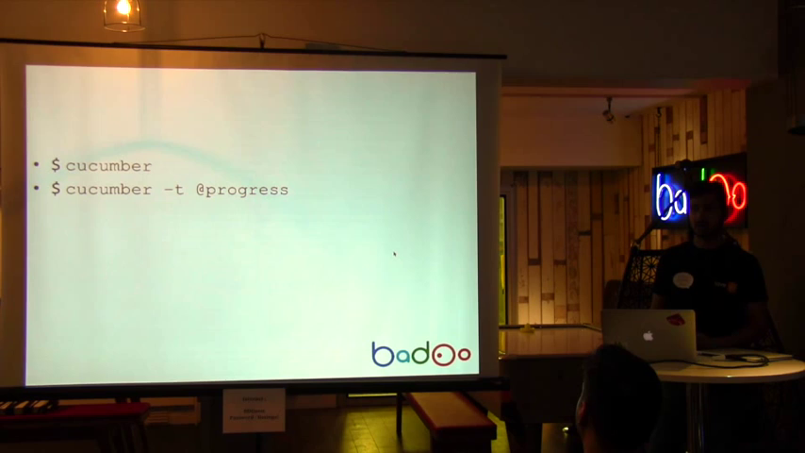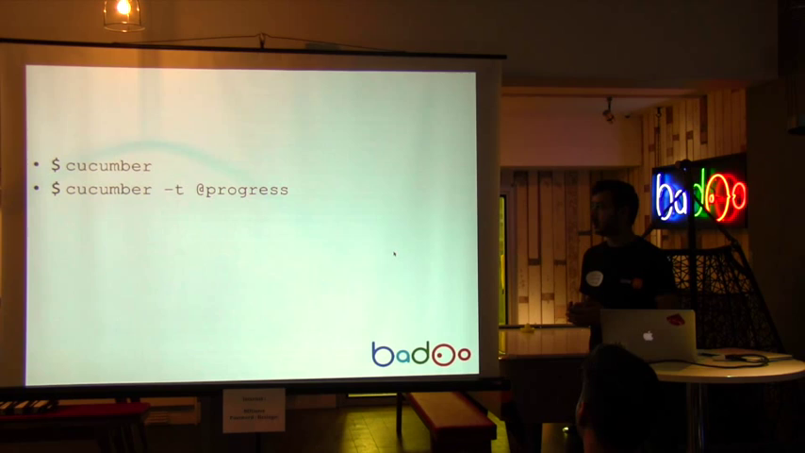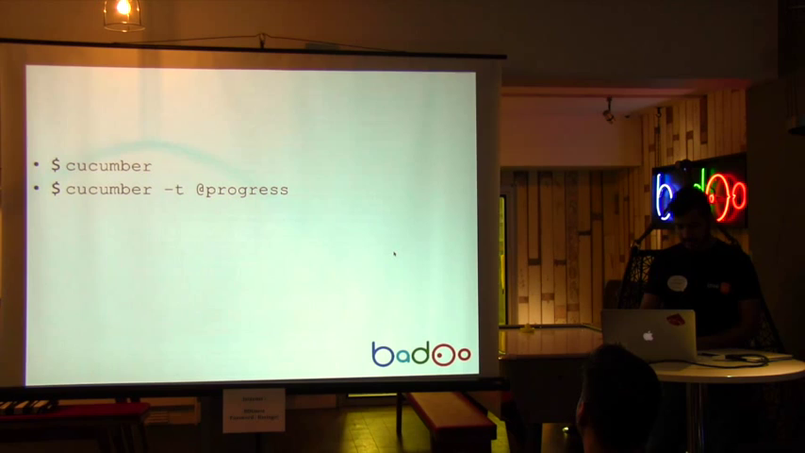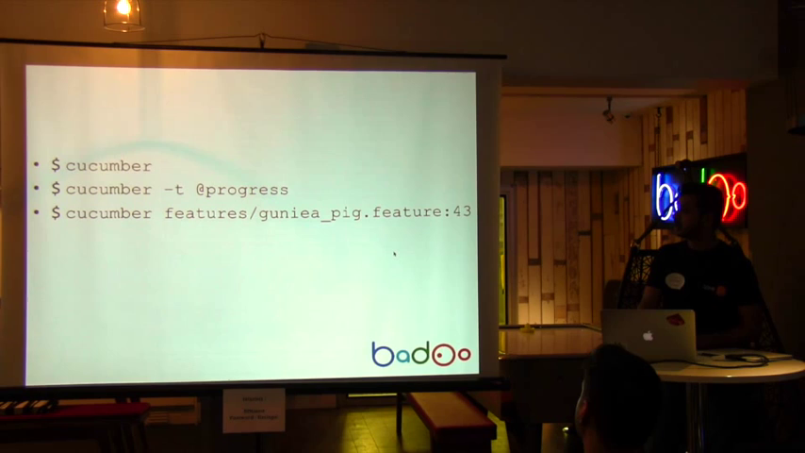You can tag it as you want. For example, I tag my scenario as progress, and you can run cucumber -t @progress. It will only run the test cases tagged as progress. If you don't want to use tags, you can also use the feature file with the line number, which will run the specific test case on that line.